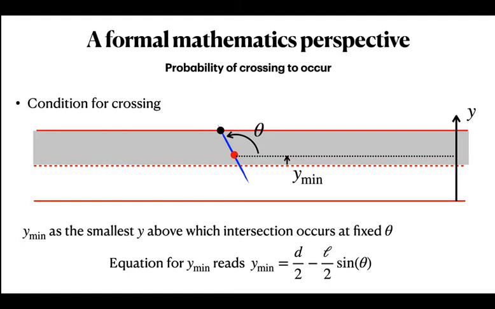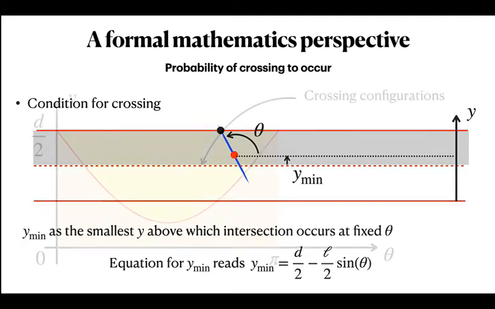Okay, one way to look at this is basically to tell you that the y coordinate of the black spot here is on the one hand d over 2, because it's on the red line, so it's obviously d over 2, but it can also be written as y mean plus L over 2 sine theta, by definition of y mean.